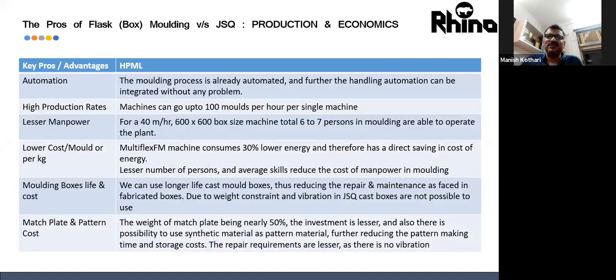On the production and economic side, with high pressure, you can go for a high level of automation.